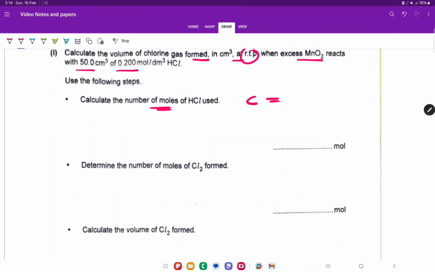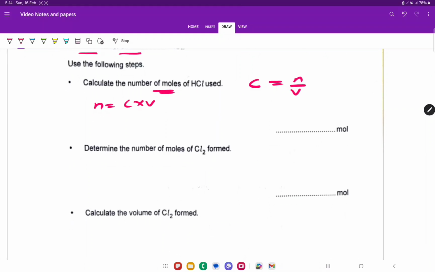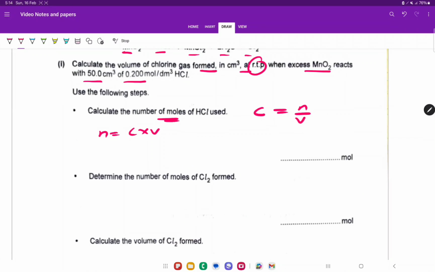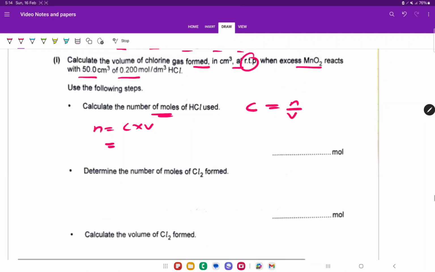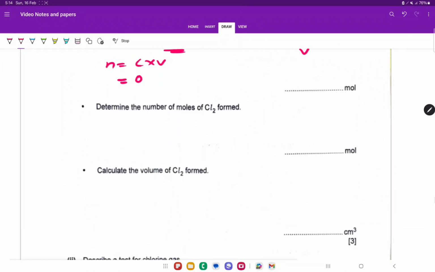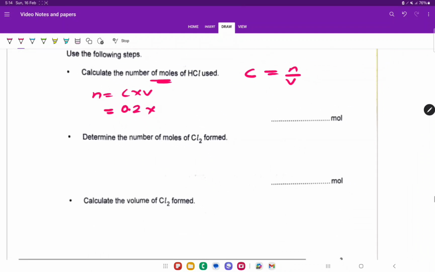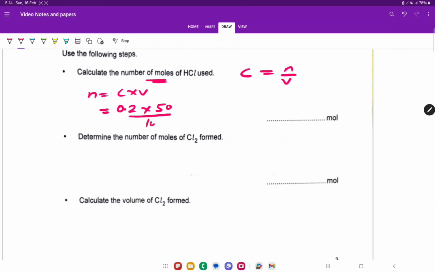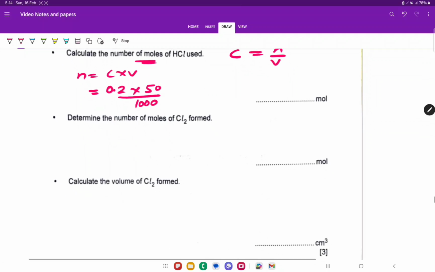We know that concentration equals N upon V, that is N equals C into V. Concentration equals number of moles upon volume, and number of moles equals concentration into volume. Now, concentration of HCl given is 0.2. Volume is 50 centimeter cube. Volume always required in dm cube or liters. Therefore, it is 50 upon 1000. What will be the answer? It will be 0.01 mole. That will be the answer.